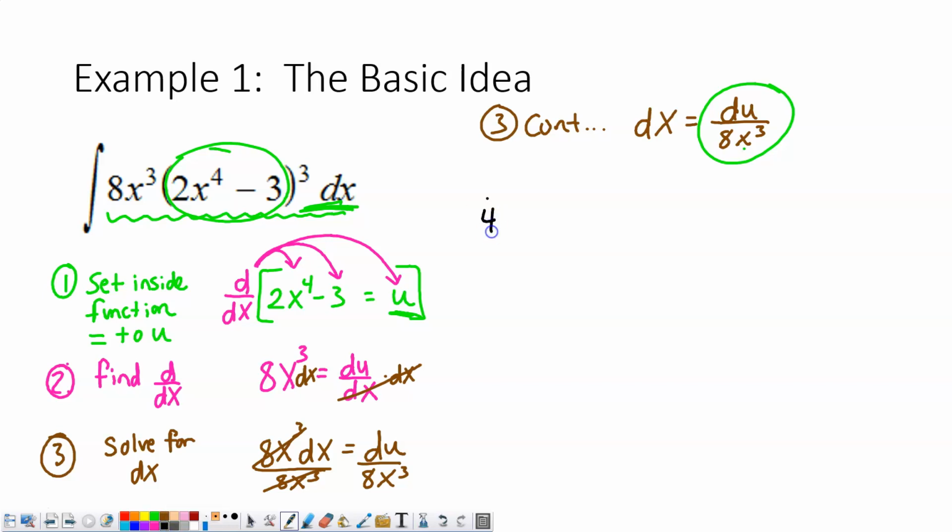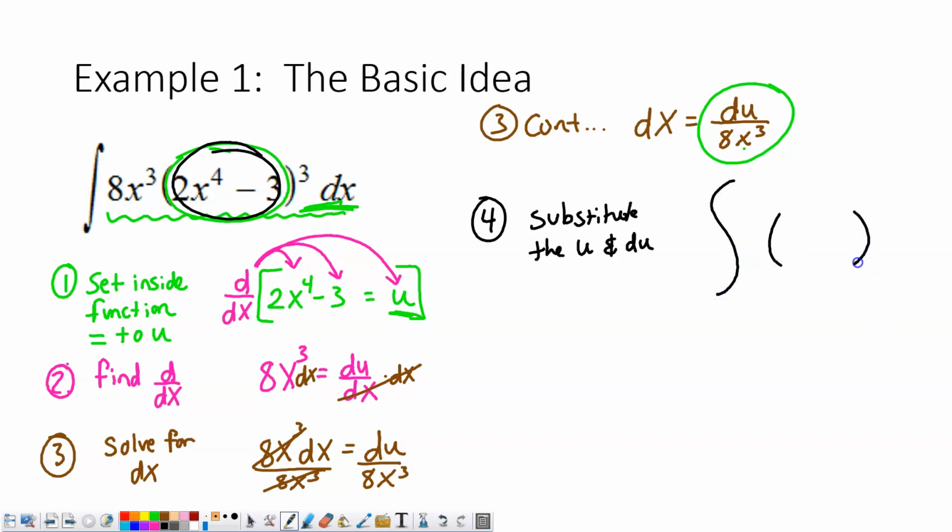So step 4 is to substitute the u and du. Okay? So what do I mean by that? We're going to replace the inside function there with a u, because 2x to the fourth minus 3 is u. So I'm just going to put that there. 3 can stay there. I'm going to replace the dx with this.